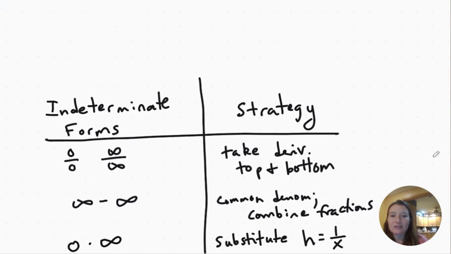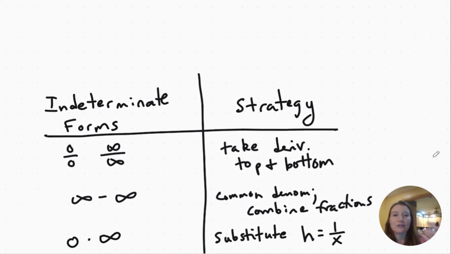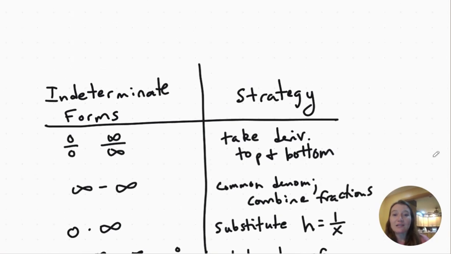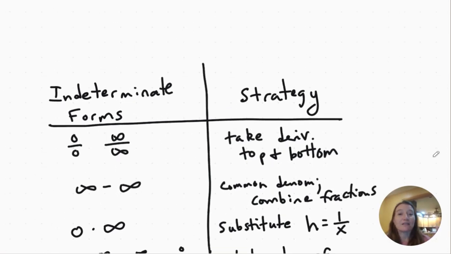Here are our strategies so far. If we have 0 over 0 or infinity over infinity, take the derivative of the top and bottom. In an infinity minus infinity situation, we find a common denominator or somehow try and combine our fractions. And if we have a 0 times infinity situation, we're going to use a substitution of x or use whatever variable you like. I actually often will use a w because my h's look a lot like when I write natural log. But h is kind of like the standard variable we use. Make a substitution that will allow you to get a fraction.